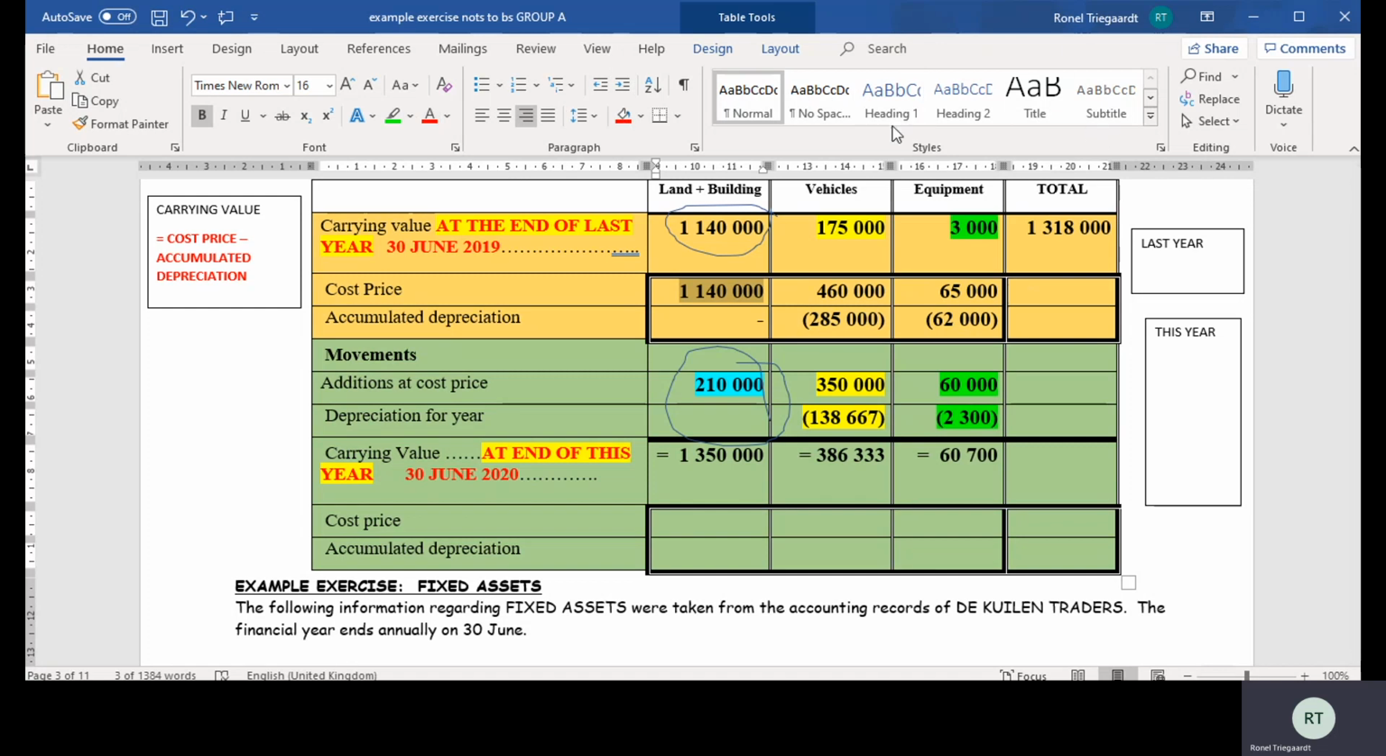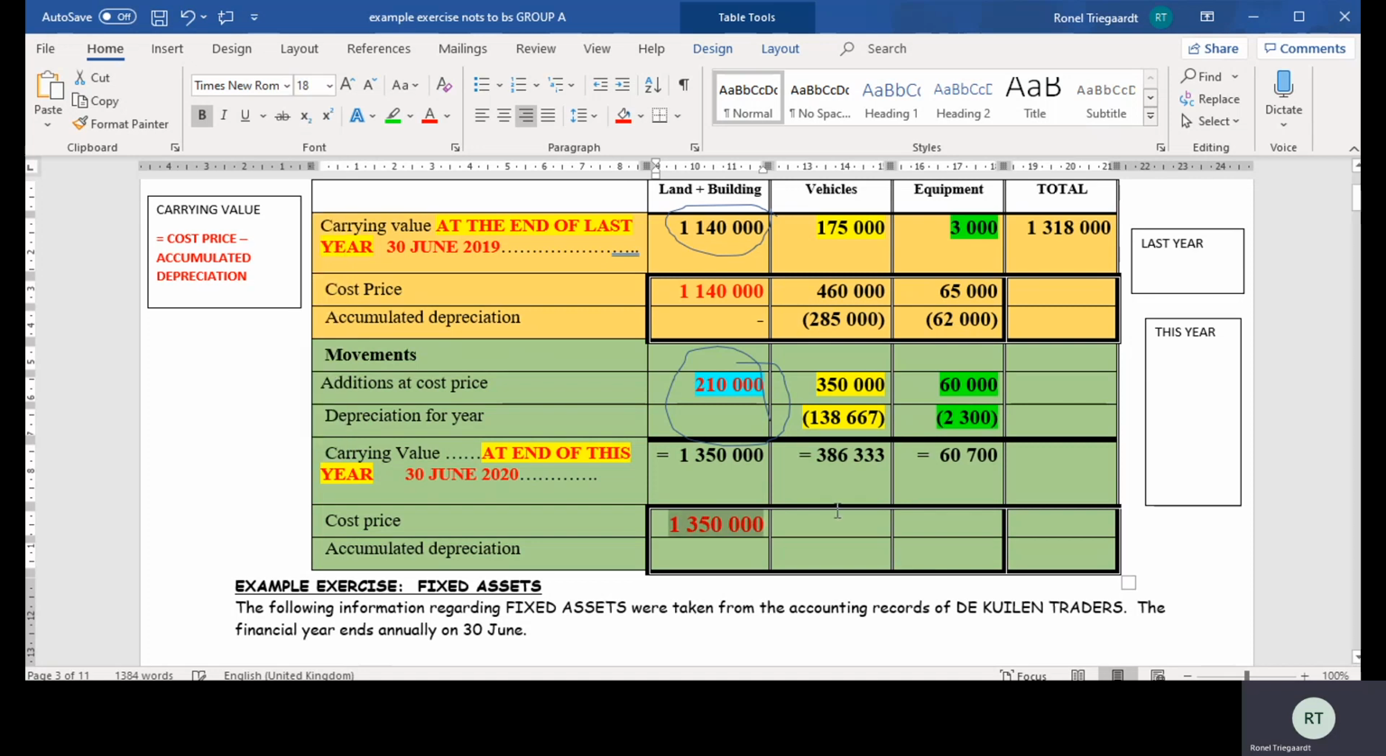I'll make that in red so you can see. Did you get any new building this year? Yes, for 210,000 Rand. That's the new building. So what is my cost price in total? The cost price of the old plus the cost price of the new will give me the cost price at the end of the year. I'm going to make that in red and a little bit bigger.